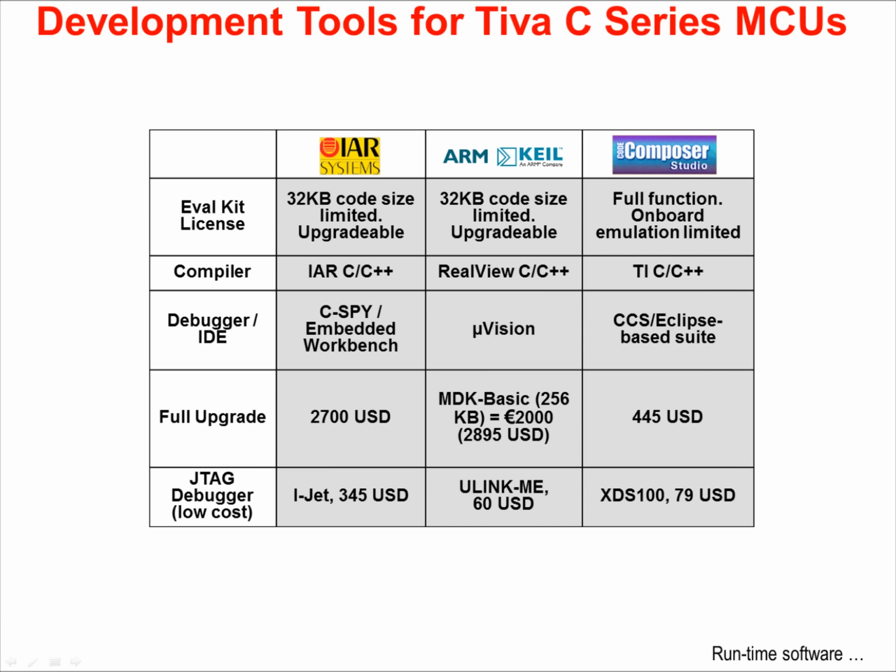Code Composer Studio is $445 US for the downloaded version. If you want the CD, it's another $50 US. All of these companies offer JTAG debuggers, and there are also quite a few third-party debuggers for sale as well.